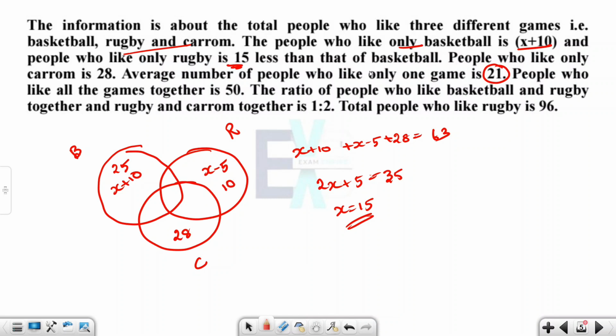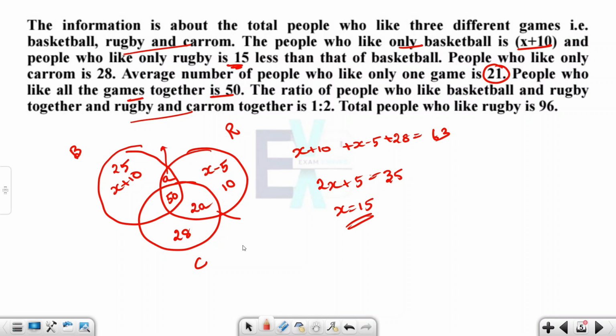Okay, next one. The people who like all the games together is 50. Okay, this part is 50. Next, the ratio of people who like basketball and rugby together, and carom and rugby together. Okay, rugby and carom together is 1 is to 2. If this is A, this will be 2.